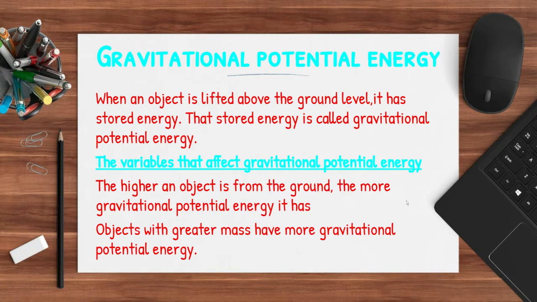For example, if two identical balls with the same mass are at different heights above the ground, the ball that is higher up will have more gravitational potential energy. Next, objects with greater mass have more gravitational potential energy. For example, if two different balls with different mass are at the same height above the ground, the ball with greater mass will have more gravitational potential energy.